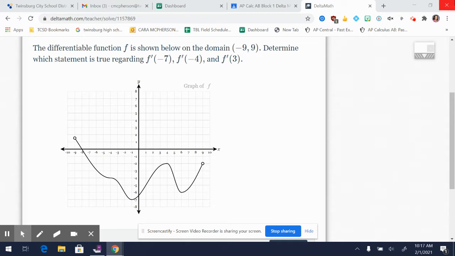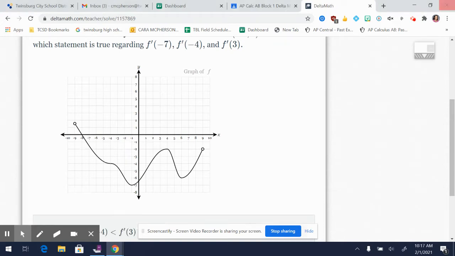So you're going to be given a graph of just a function, and it's going to be some sort of squiggly function. Most of them are going to be on an open interval. A lot of them go from -9 to 9. I think it's just what fits well on their screen. And it's going to ask you about what you know about the three different derivative values, and they'll give you those values. In this case, they're saying, what do you know about the derivative at -7? What do you know about the derivative at -4? And what do you know about the derivative at 3?